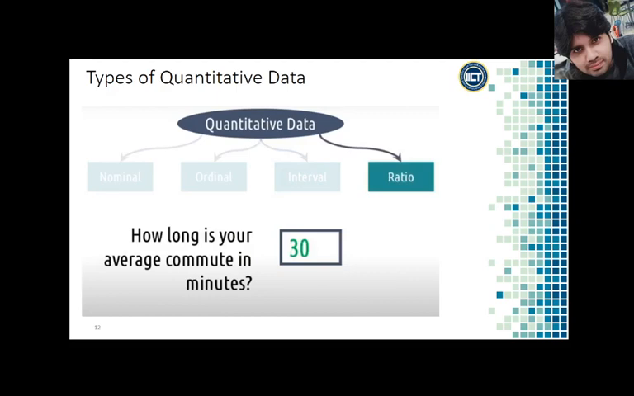That brings us to the fourth kind of quantitative data, ratio data. Ratio data is just like interval data except it has a 0 point. So that means we can actually use ratios. If we ask our commuters how long it takes them to get to work, we know that someone who says 30 has twice as long a commute as someone who says 15. And 15 is twice as long as 7.5, and so on. So these are our four general types of quantitative data.